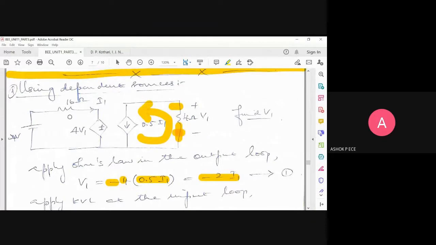Second, take this loop. I am assuming the current, and current is always assumed to flow from the voltage source. So the current direction is also given. This is going to be your I1. Please write the KVL equation for the first loop. I'll ask someone to say the KVL equation for the first loop.